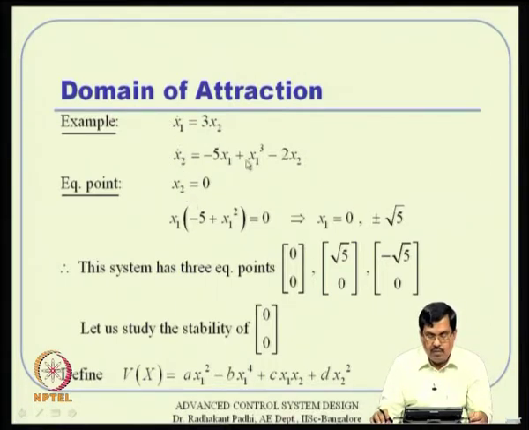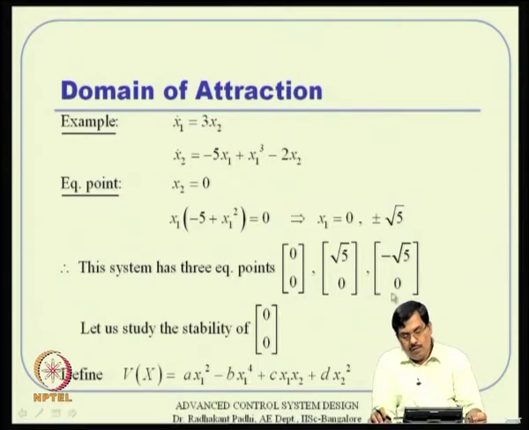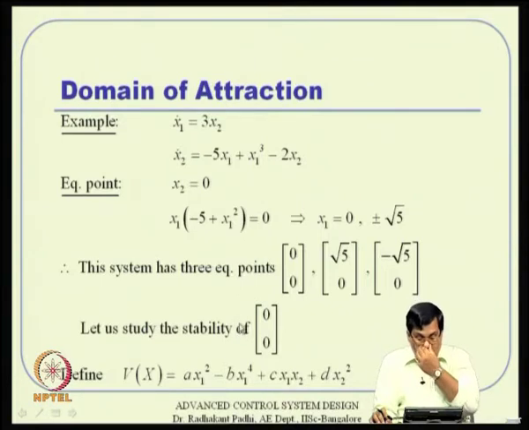Once x2 is 0, I am left with minus 5 x1 plus x1 cube equal to 0. That means x1 is either 0 or plus or minus root 5. So, the choices that I have here are either the origin, or plus root 5 and 0, or minus root 5 and 0. So, we will not worry so much about these two, but we will worry about this particular thing. Let us study the stability behavior around the origin.